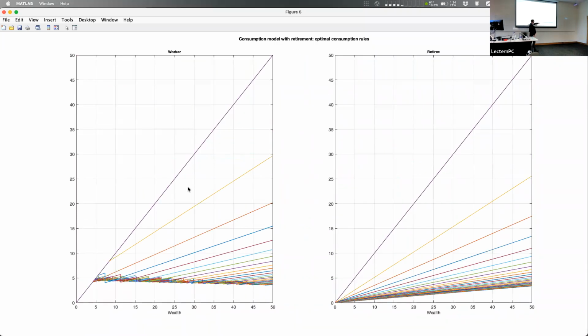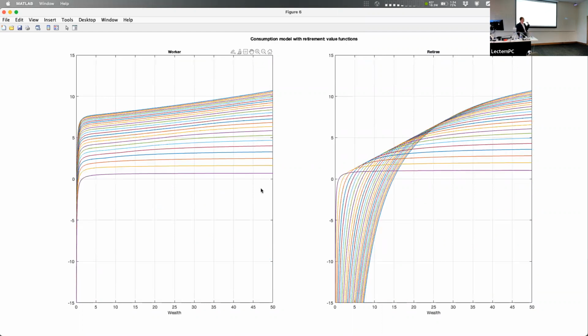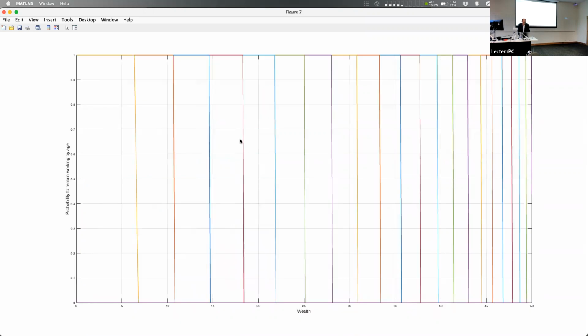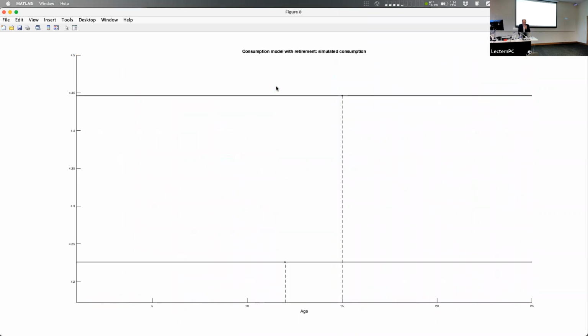And you can see that for the retirement part, they're just the same as before. For the workers part, we have all these kinks. And these are corresponding value functions for the two states, worker and retiree. These are the choice probabilities, which are just jumps. These are the thresholds at age at which you would retire in different ages. And here's the flat consumption profile.